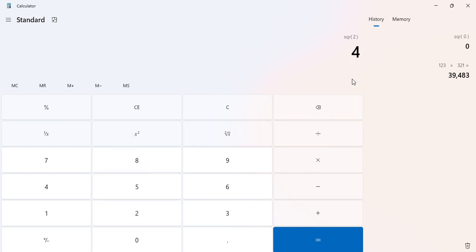First you have to press the number, then press the x squared symbol. Then the square of that particular number will appear on screen as the answer. As well, you can also use the square root. This is nothing but the square root. The square root of 9 is 3, so that you can find. So these are the operations under the standard mode of the calculator.